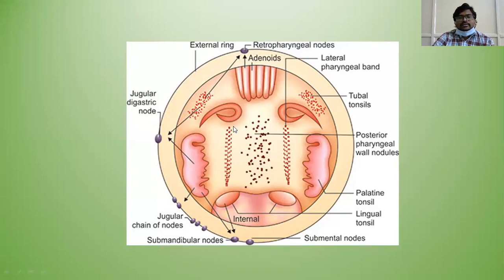So Waldeyer's ring has an inner Waldeyer's ring and an outer Waldeyer's ring. Inner Waldeyer's ring is formed by nasopharyngeal tonsil, tubal tonsils, palatine tonsils, lingual tonsils, lateral pharyngeal bands, and finally discrete nodules on the pharyngeal wall. This Waldeyer's ring is a 4 marks question for you.